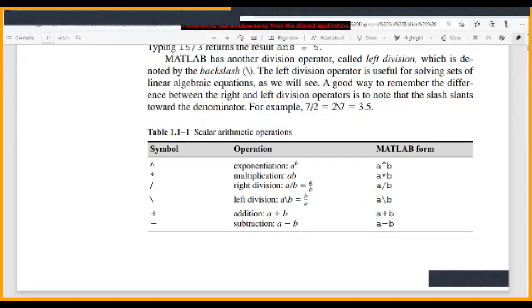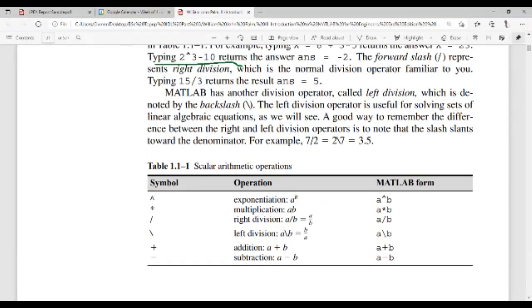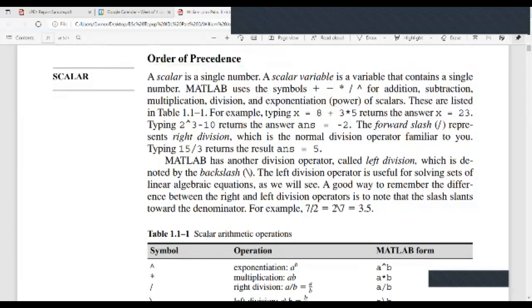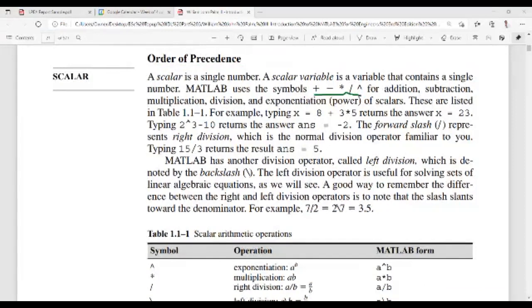If you come here, it explains it at this part. Let me go small top. You will know what it says. Okay, order of precedence, a scalar variable. So let's read this part, then I will explain. That will get us to the one that we are talking about. It says that MATLAB uses these symbols for addition, subtraction, multiplication, division, and exponential power of scalars. These are listed in this one.